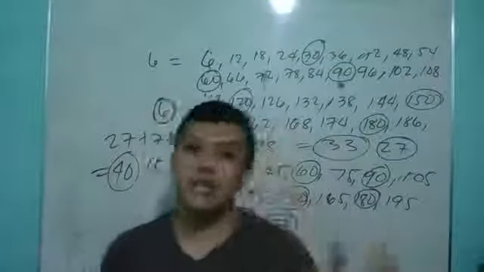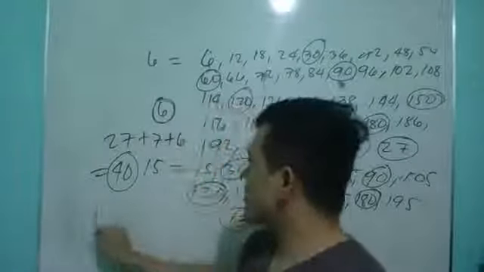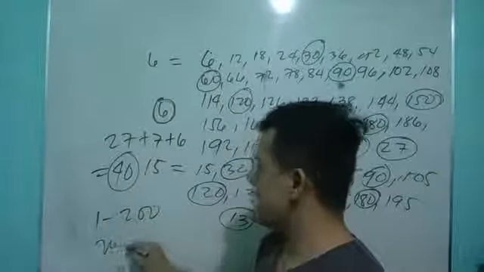Now, the question is neither 6 nor 15. So that means in 1 to 200, there are 200 numbers, right?